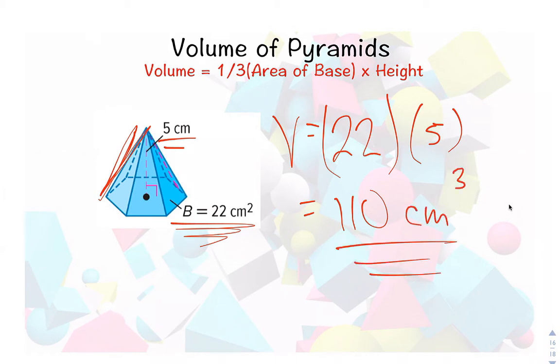Hopefully you're seeing, well, this is centimeters squared. So there's 2 centimeters there, and then centimeters there. So there's 3 centimeter units. So that's where the cube comes from.